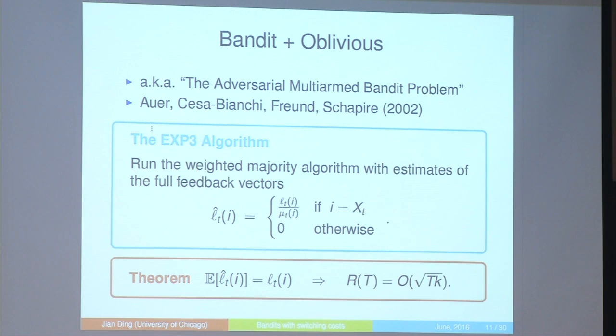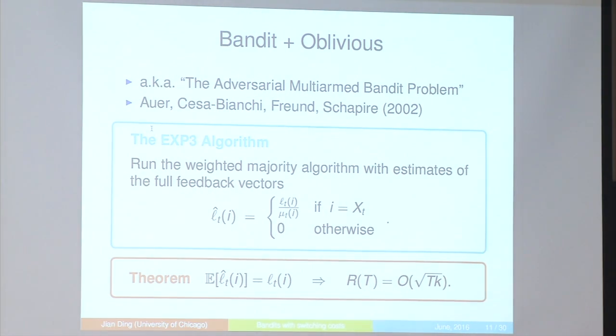Now let's look at the bandit situation. This is a bit more surprising. Auer, Cesa-Bianchi, Freund, and Schapire in 2002 modified the multiplicative weights algorithm into the context of bandit feedback. Let's think for a minute. What is missing if you want to use the multiplicative weights algorithm? You don't know the cumulative loss for a certain action, right? Because you only see the loss values for the actions you have played at each round. And for those you don't, it's a missing value.